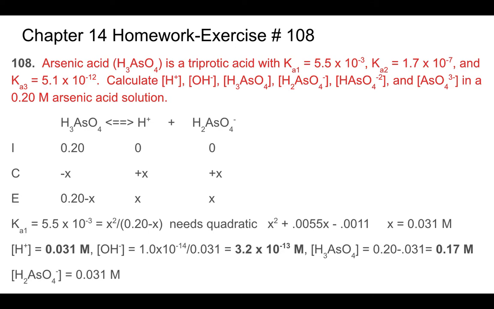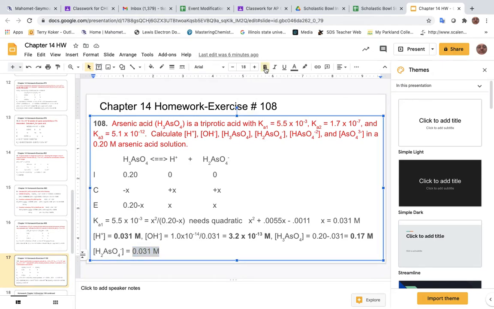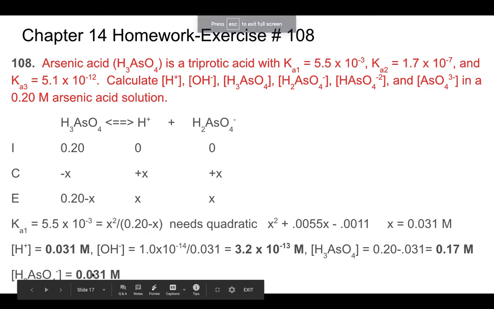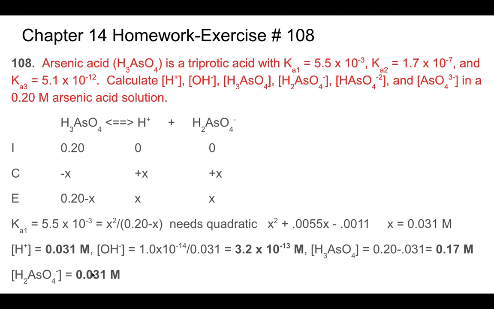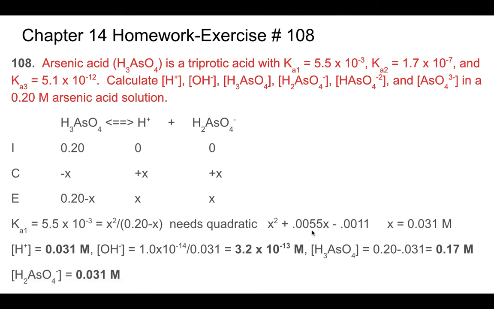So now we know the H plus ion is 0.031. We also know that the single ionized, the H2AsO4 minus, is also 0.031. Let me quickly bold that for you so you can tell that that's an answer. So we got the H plus, and right below it, the dihydrogen arsenate ion, 0.031 molar. The hydroxide is Kw divided by 0.031, so that's 3.2 times 10 to the minus 3. The unionized is 0.2 minus 0.031, and that's 0.17 molar. So that's 4 of the things they wanted us to find. They did not ask for pH, which we could get by just taking the negative log of 0.031.